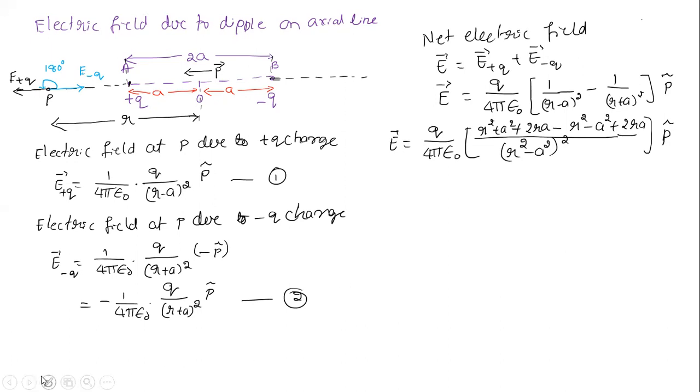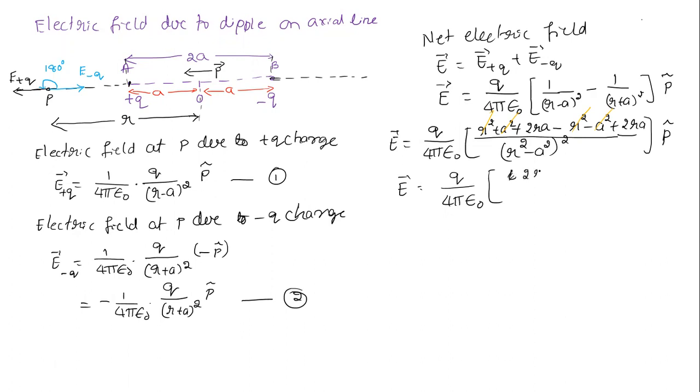Now what is going to cancel in these equations? Look now: R square, A square, R square, A square are going to cancel. 2RA and 2RA are left, and we are going to add them. 2RA, 2RA, we get 4 times RA. I'll write E vector equal to Q divided by 4 pi epsilon naught multiplied by 2RA, 2RA, it will become 4RA, right? I'll write this as 4RA.